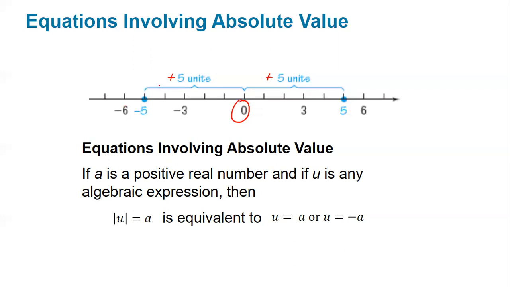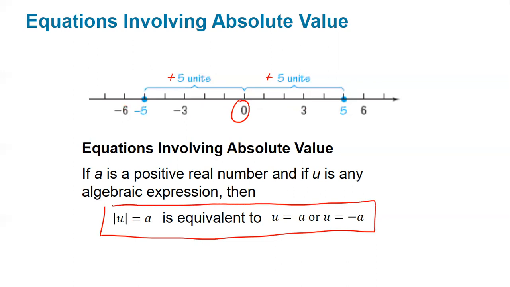Anyways, so we're here in equations involving absolute values. If A is a positive real number, there's always going to be 2 possible solutions, because there are always going to be 2 numbers that are the same distance from 0. So in your first little box, you're writing the absolute value of U, any number, equals A.